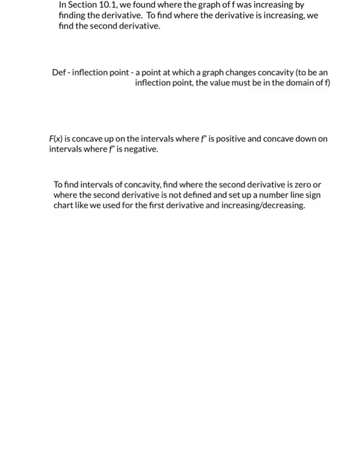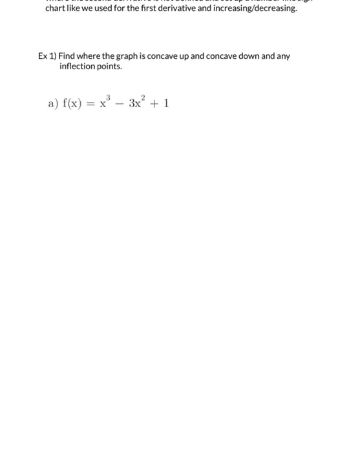In order to find intervals of concavity, we are going to find where the second derivative is 0 or where the second derivative is not defined, and set up a number line sign chart just like we used on the first derivative when we were finding increasing and decreasing in section 10.1. In our first example, we are going to find where the graph is concave up or concave down and any inflection points. And the first function we're going to do this for is x cubed minus 3x squared plus 1.